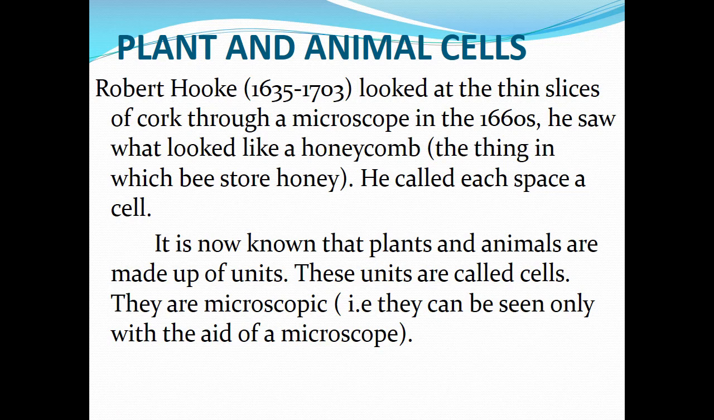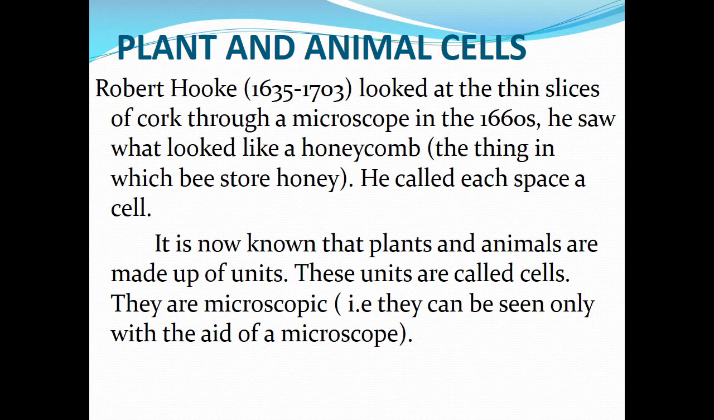Cork is a dead protective tissue between the bark of plants and the cambium. Usually you see it used in making the cover or the lid of wine bottles. You look at your wine bottle, you see one woody structure. That is a cork. When Robert Hooke put this slice under the microscope, he saw something that looked like a honeycomb, the spongy part where bees store their honey. Because that honeycomb has spaces in it, each of the spaces he called a cell.